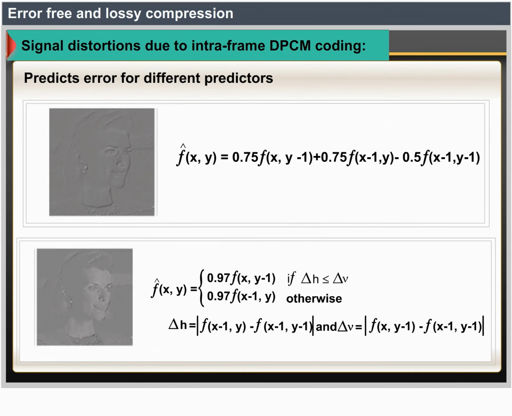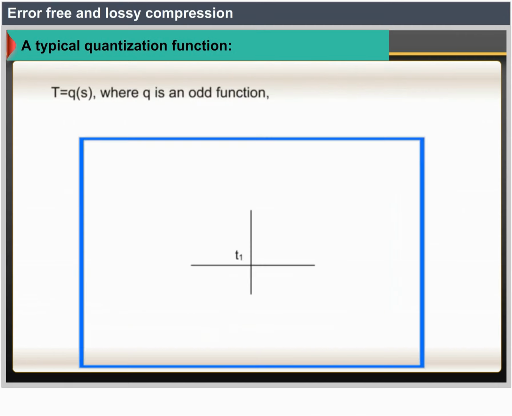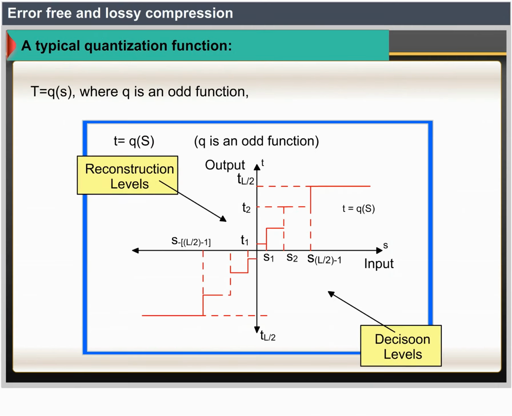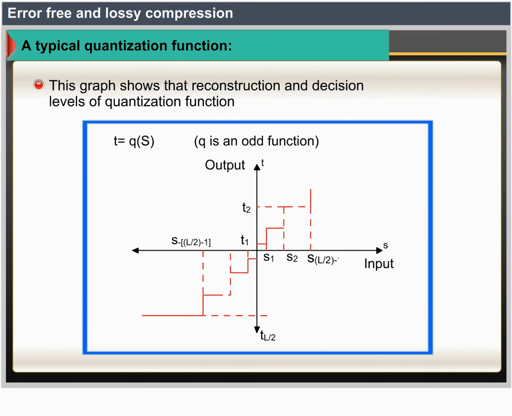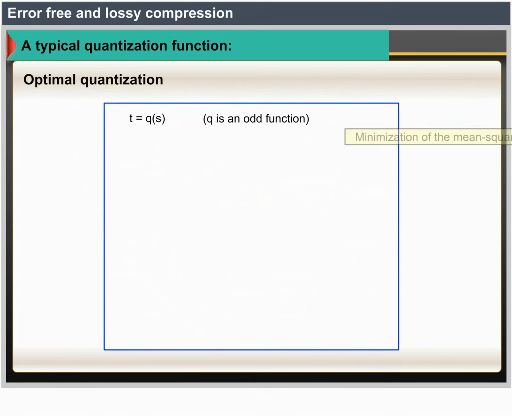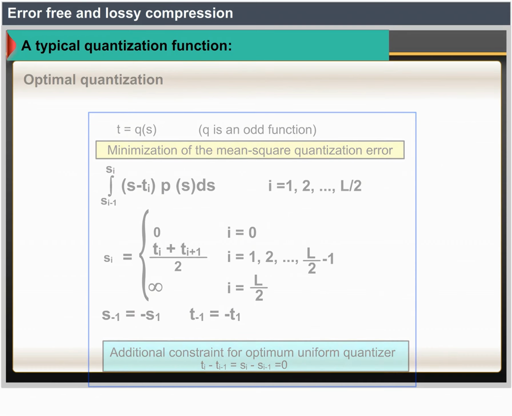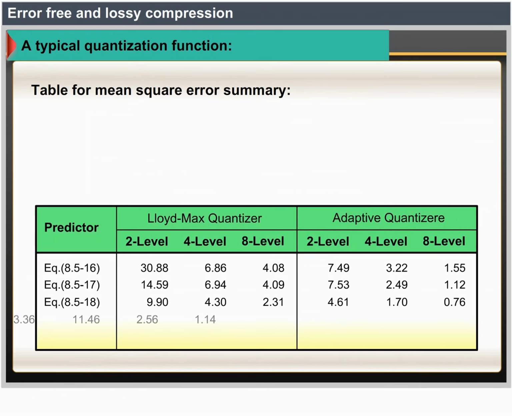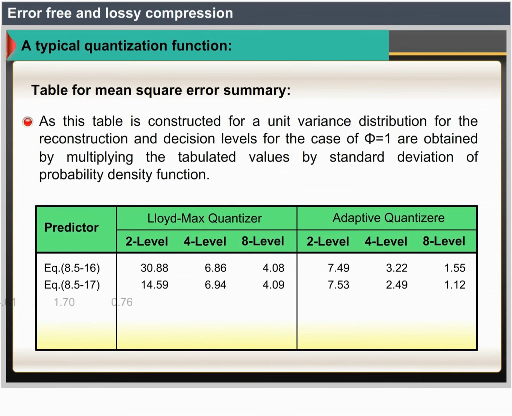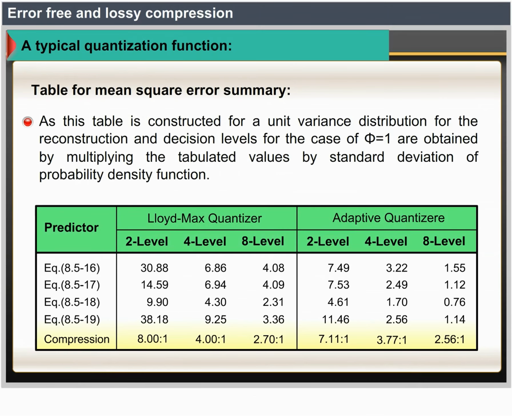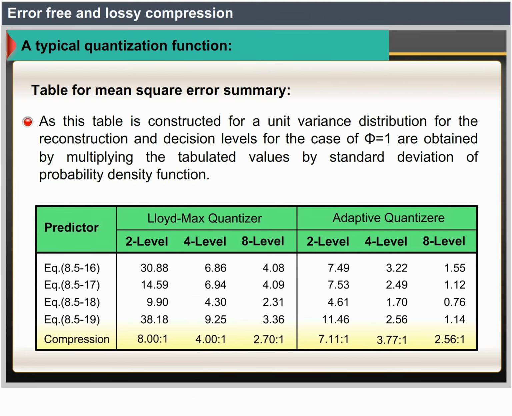A typical quantization function: T equals Q of S, where Q is an odd function. This graph shows the reconstruction and decision levels of the quantization function. The optimal quantization equations can now be seen. Table for mean square error summary. The following is a table constructed for a unit variance distribution for the reconstruction and decision levels for the case of pi equals 1, which are obtained by multiplying tabulated values by the standard deviation of the probability density function.